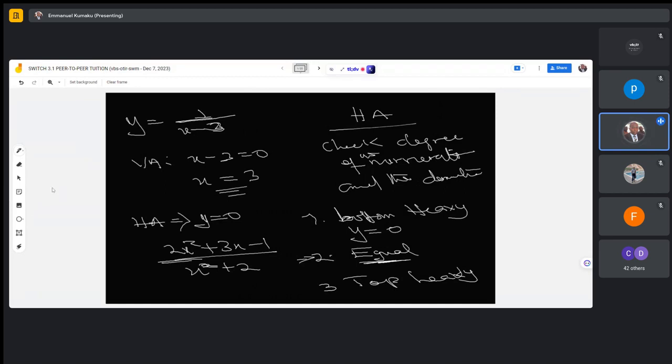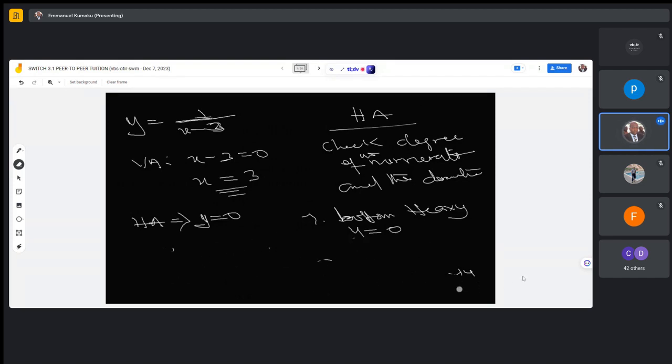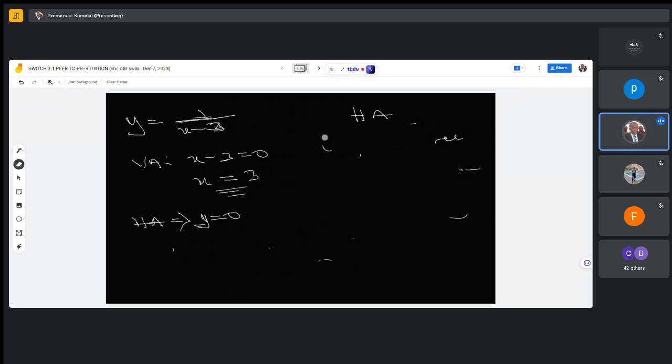So for this one, we have determined that our vertical asymptote is found by equating the denominator to 0 and solving it, and x is equal to 3. And then the horizontal asymptote is y is equal to 0. So we have taken note of that. Now, they can ask us to find the domain and the range.